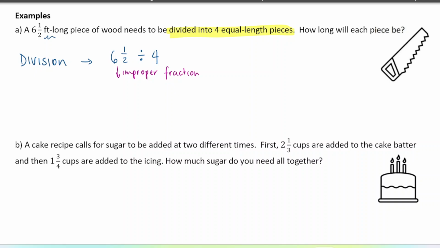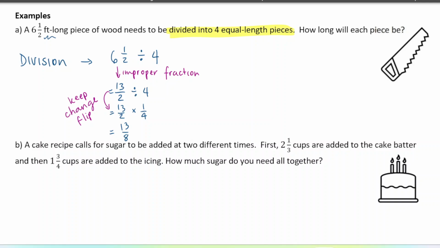So 6.5 is the same as, 6 times 2, add 1, you get 13 over 2. And now I'm going to keep, change, flip because I'm dividing. So it's going to be keep the first fraction, change the sign, flip the second fraction. And I'm going to look for any ways to reduce it. Looks like I can't reduce, so I'm just going to simply answer it. So it's 13 over 8.